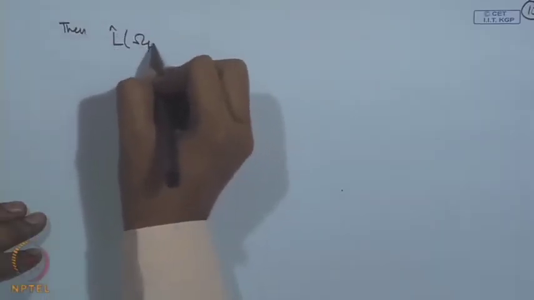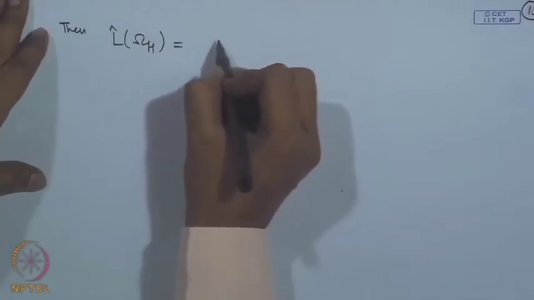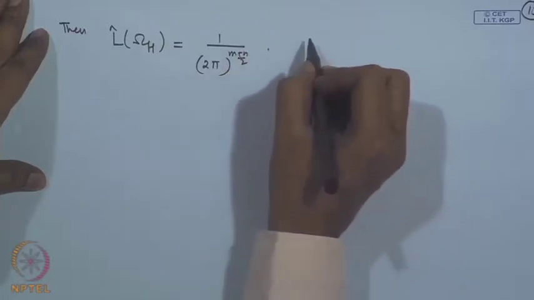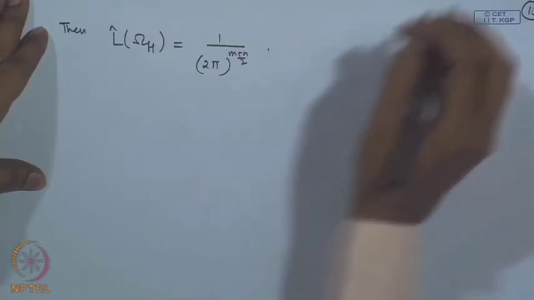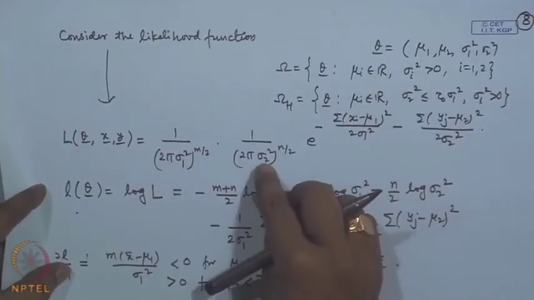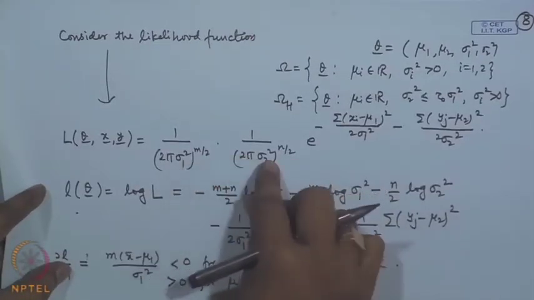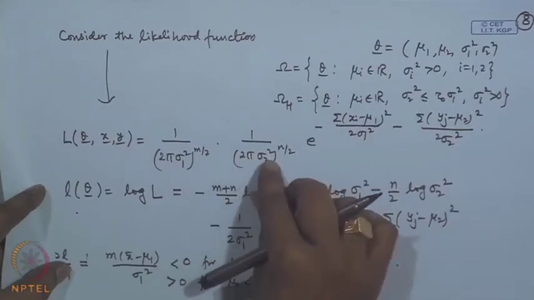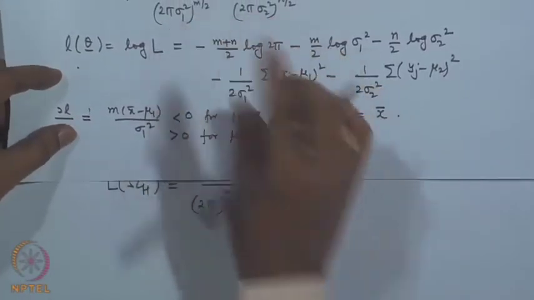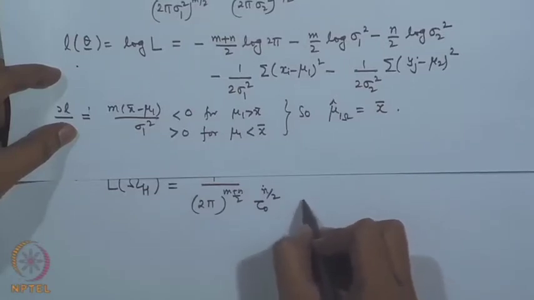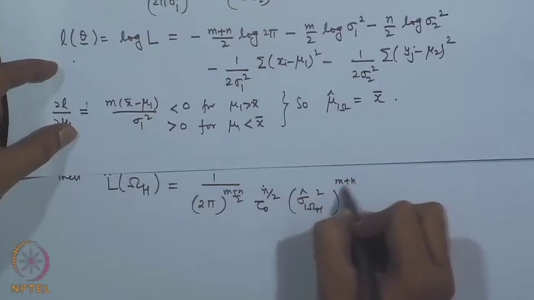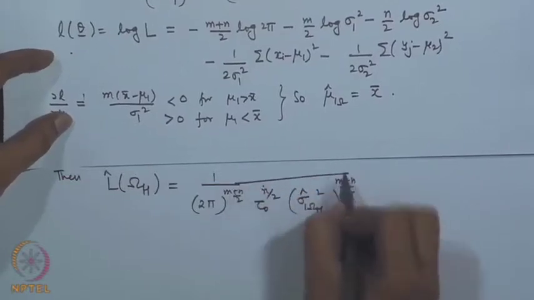L head omega h as 1 by 2 pi to the power (m plus n) by 2, and then I will be getting... So, if you look at the original form of the likelihood function here, you see sigma 2 square, I am saying sigma 1 square tau naught. So, this term and this term will get combined and tau naught's power will come here. So, I will get tau naught to the power n by 2, and then these two will get combined. So, I will get sigma 1 omega h head square to the power (m plus n) by 2 in the denominator.